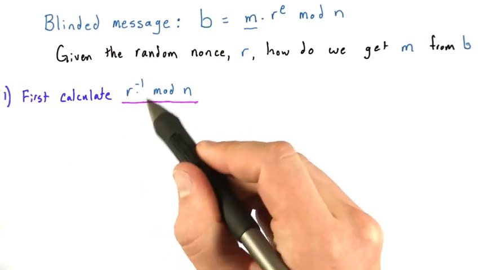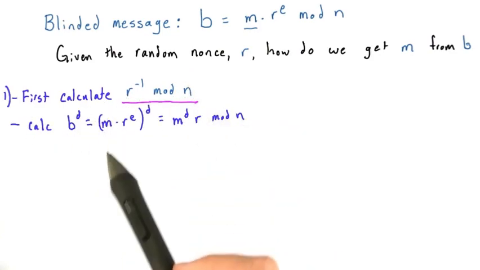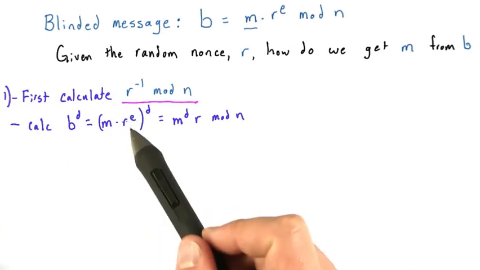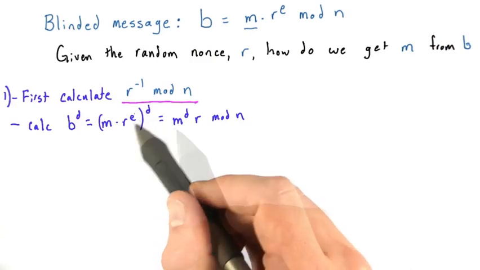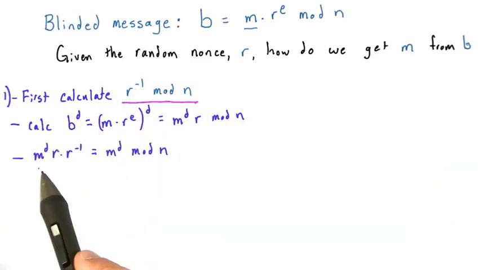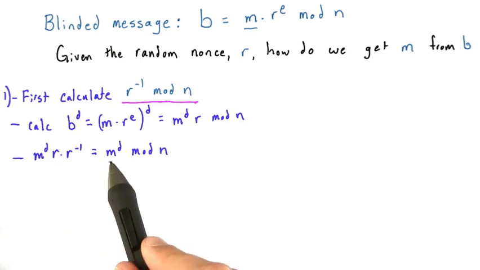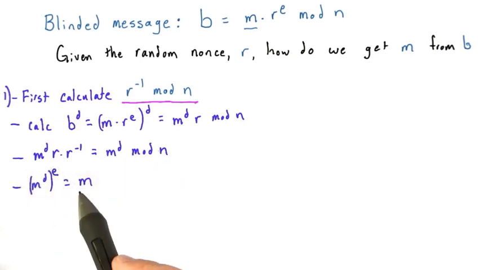So now that we have the inverse of r mod n, we can calculate our blinded message. We should calculate B to the power d, which equals (m times r^e) to the power d. And since e and d are the public and private keys of RSA encryption, we get m to the power d times r mod n. If we multiply by the inverse of r, we get m^d mod n. And if we apply the public exponent, we can get m.